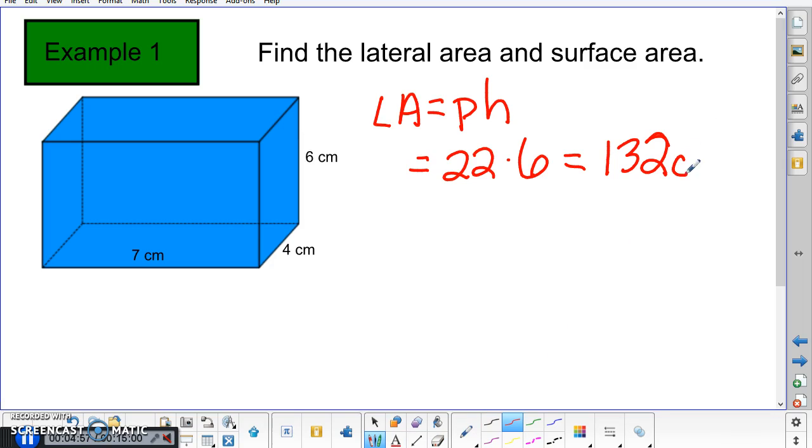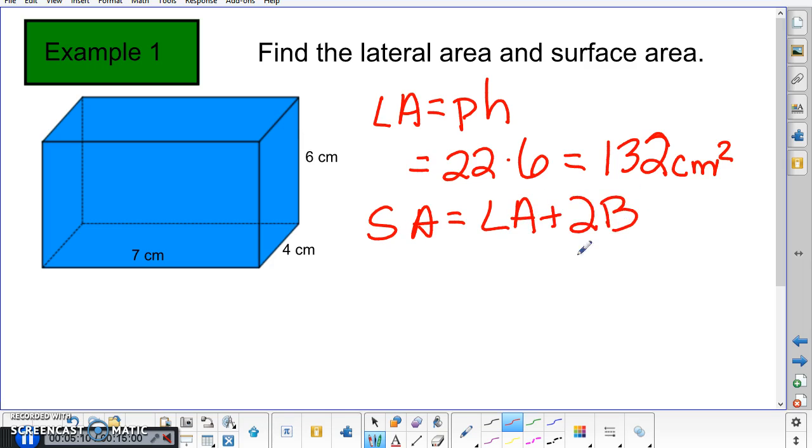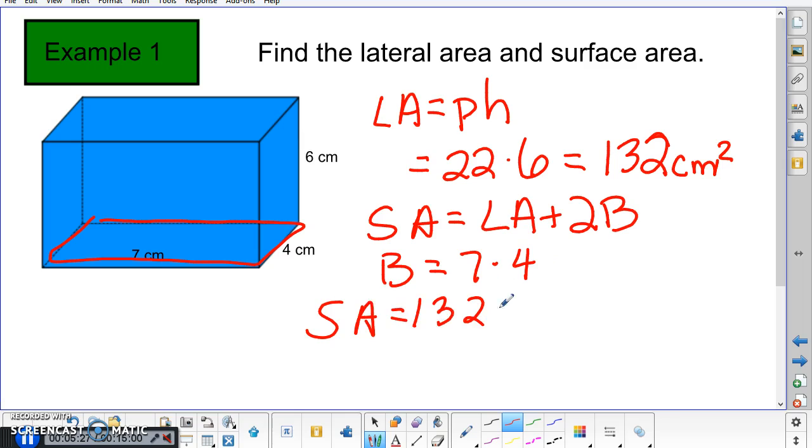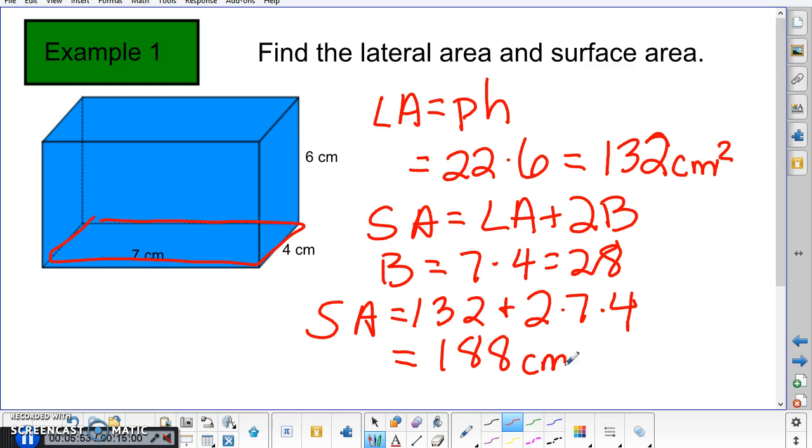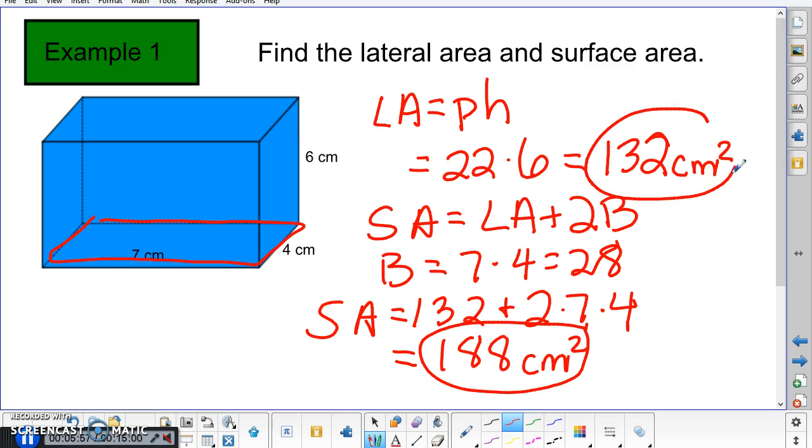Centimeters squared. Now let's go ahead and find the surface area. The lateral area plus 2 of the bases. Now a base is going to be right here. So we need to do 7 times 4. So our surface area would be our lateral area, 132, plus 2 of the bases, 2 times 7 times 4, which I know you know is 28. Okay, if we put all of that into our calculator, 132 plus 2 times 7 times 4, we get 188 centimeters squared. So now we have our surface area and we have our lateral area.